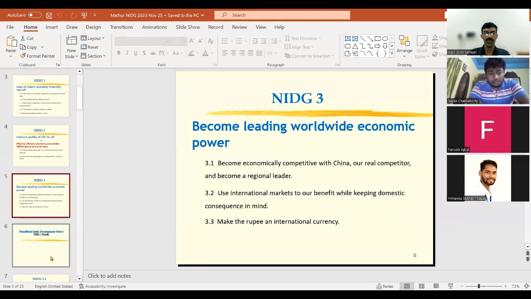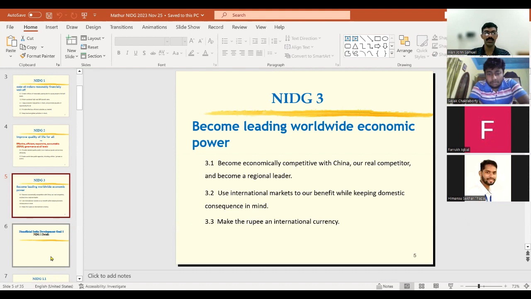And finally, NIDG 3, become a leading worldwide economic power. And that has 3 aspects. 3.1, become economically competitive with China, which is India's real competitor, and become a regional leader. So that's not an internationally worldwide looking goal. It's really looking within Asia as to what our role should be.